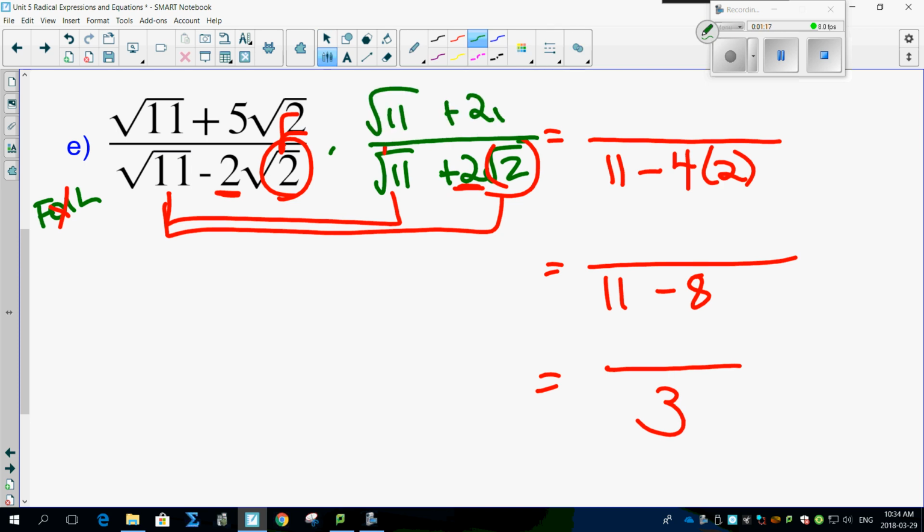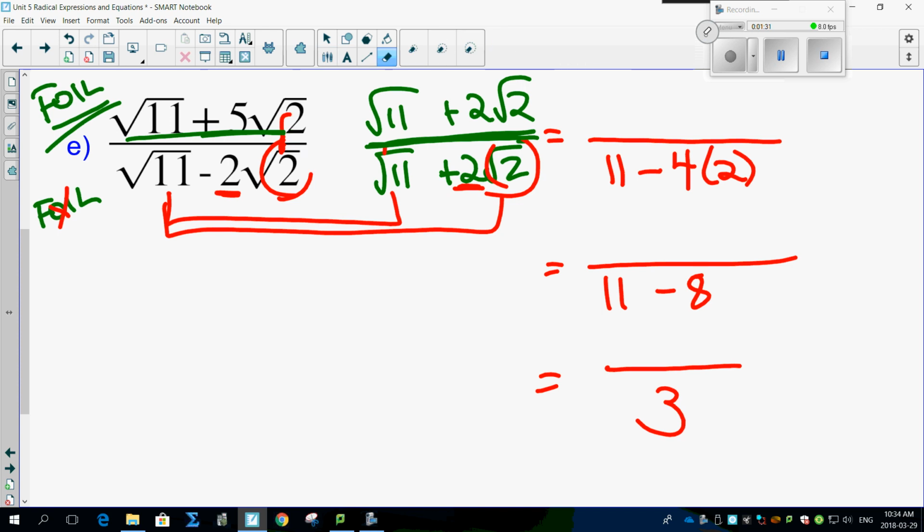And unfortunately, since the 2 up top here, this and this, are not conjugates of each other, yup, you've got to do the whole FOIL thing. And if you don't do the whole FOIL thing, you won't get the right answer. So let's clean this up a little bit so that we can actually see the top. There we go.